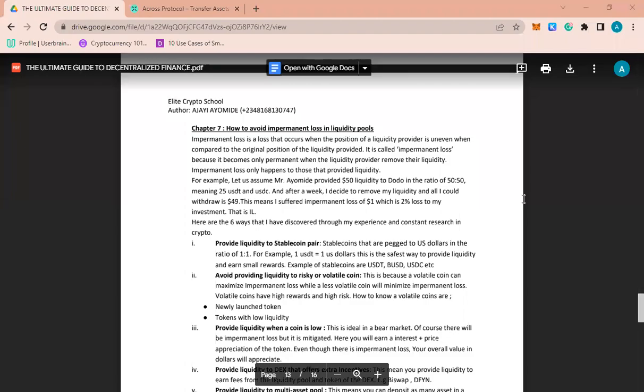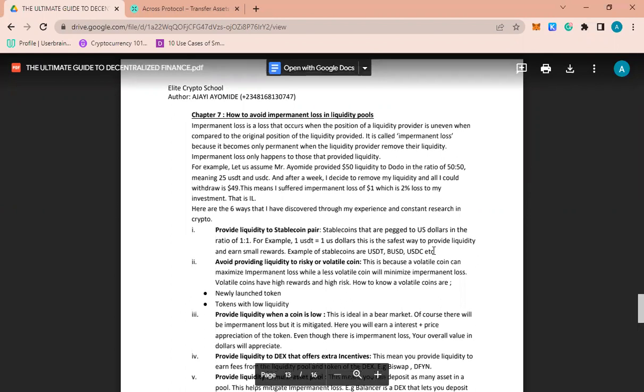Okay, so how do you avoid impermanent loss? No one thing. Impermanent loss is only associated with those that provided liquidity, just like how I provided liquidity to Mooniswap and PancakeSwap and Dodo in the previous video that I've watched. So what is impermanent loss?